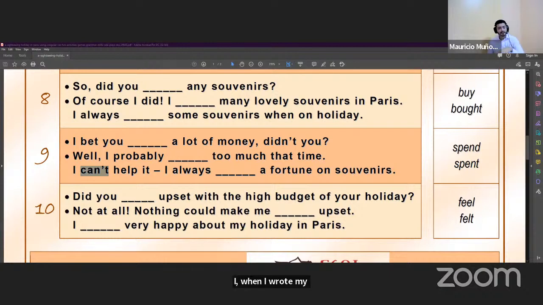Okay, thank you. Well, the first one, positive. Did you feel? Regarding pronunciation, we have feel, felt. Feel, felt. Be careful with that. Did you feel upset? That word means disgustado. Did you feel upset? And the second one is not at all. Nothing could make me feel upset. The number 2 is in present. And the last one, I felt very happy about my holiday in Paris. The line number 3 is in the past. Felt. Thank you.